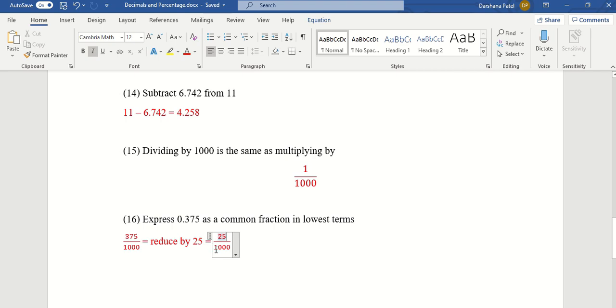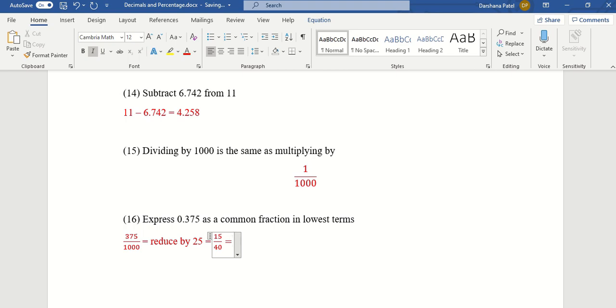No, something's wrong. It cannot be true. We know 25 times 25 is 625. So 375 divided by 25 is 15, not 25. Okay. So you have to double check your work. And then 1000 divided by 25, we know it's 40. Again, you can use your calculator or you can do manual work.